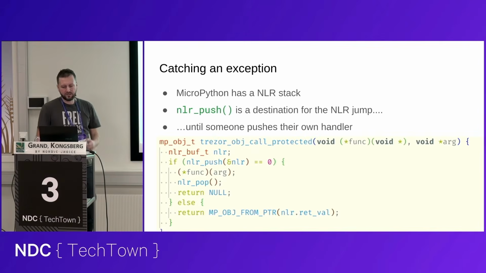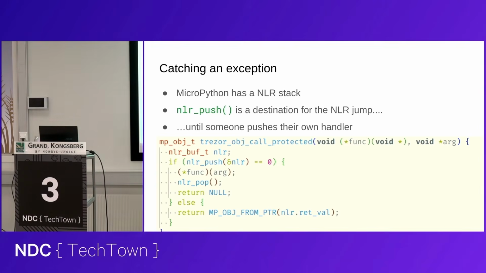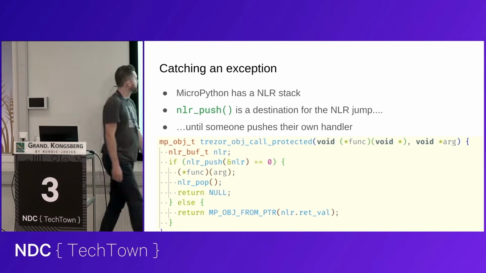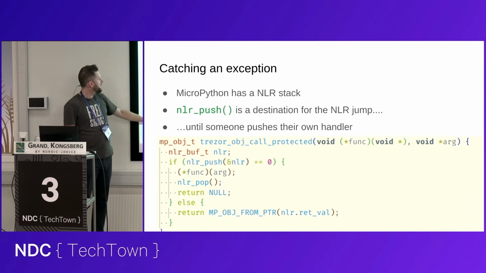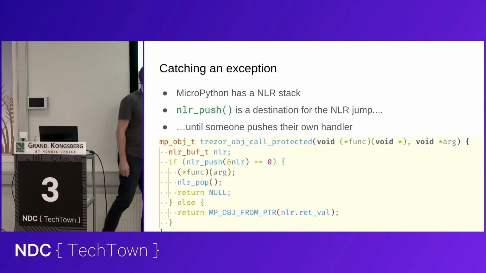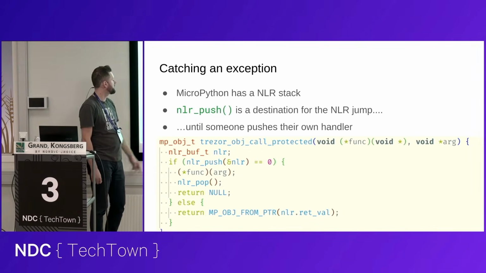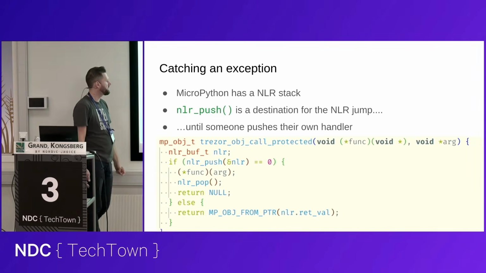And this is how a C function that we implemented to do this for us looks. Accepts two arguments, a function pointer and some sort of argument. Here we have done an NLR push. This is the non-local return target. If it's 0, we call the function and then pop ourselves. And if it returns anything else, that means that the non-local return has actually happened. It throws us back here. And we go to this else branch, and we are returning the return value that we got from the NLR jump, which is typically the exception.